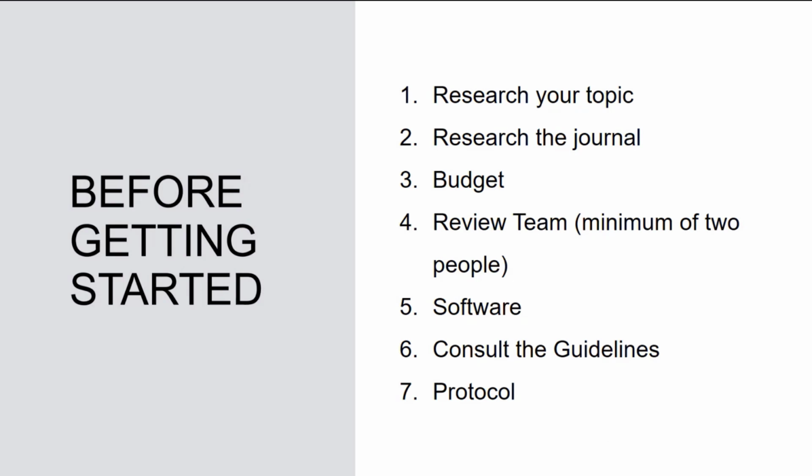Of course, you should consider your budget. You may need to purchase software or order full-text articles. You also want to make sure you have at least 2 people on your team, as you will want 2 independent reviewers when you are screening your articles. If you haven't already done so in your budgeting, you will want to consider what software you need. And you'll also want to consult guidelines for scoping reviews and put together a protocol, 2 steps which I will cover in the next slides.